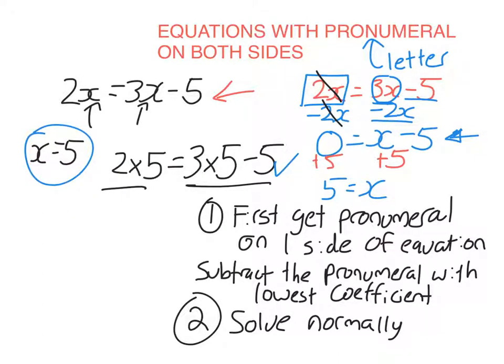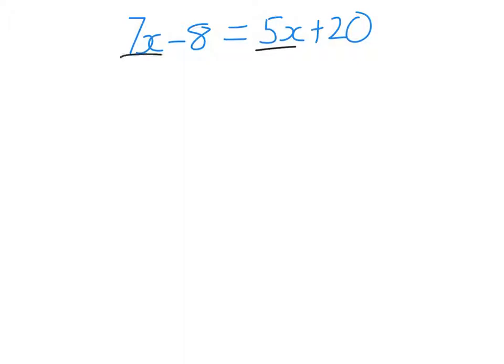All right, let's have another look at some examples. So let's say we have 7x minus 8 equals 5x plus 20. Okay, so the goal here is the same. What I want to do is subtract the x, because x is the pronumeral here. I want to subtract the x with the lowest coefficient, the lowest number in front. So I have an x term here, an x term here. This one has the lowest coefficient. So I'm going to subtract 5x from both sides of the equation. So 7x minus 5x gives 2x.